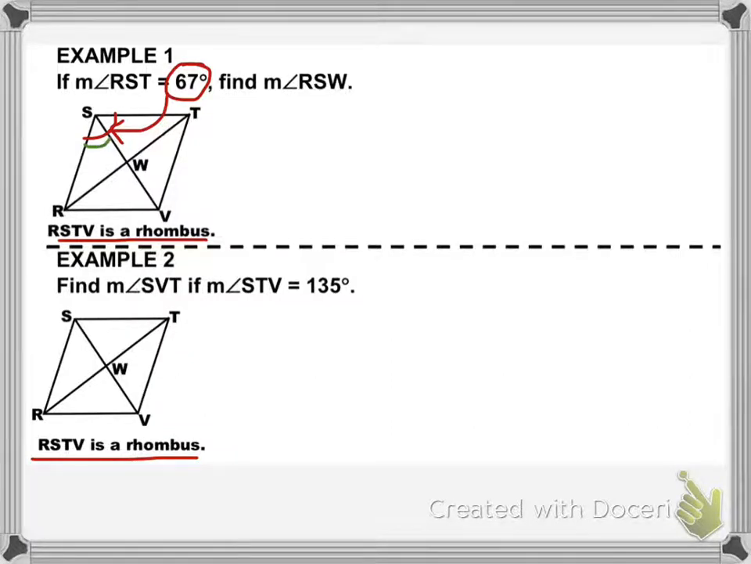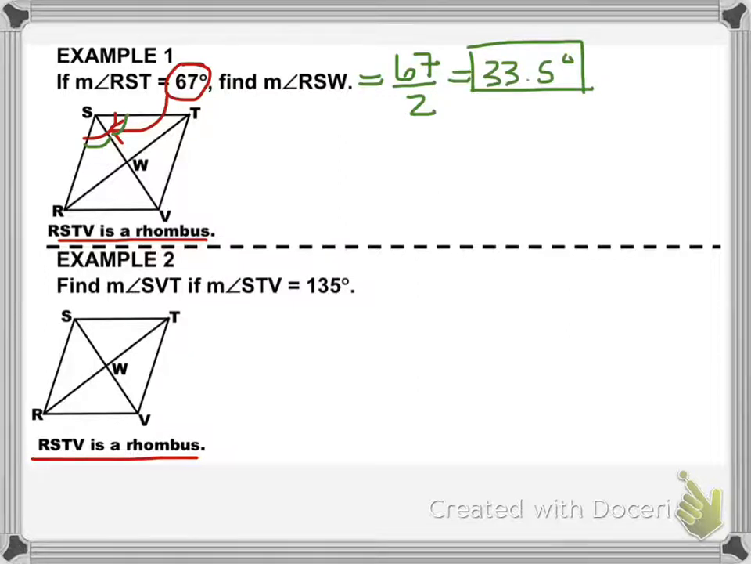And because diagonals bisect those angles they intersect, I know that that is half of the whole angle because these two sides are congruent. So all we have to do to find the measure of angle RSW is to take 67 and divide it by 2, which is going to give us 33.5 degrees for that angle. Just cut it in half. There's that one. All right.